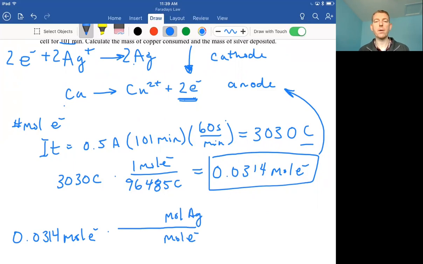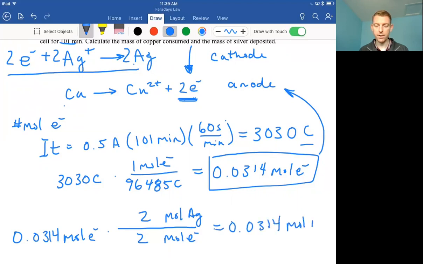And then we can look back at our balanced equations to say, well, how many moles of silver are we getting for every mole of electrons? So in the balanced equation for silver, 2 moles of electrons leaves us with 2 moles of silver. So that's really just 1 to 1. And we end up depositing 0.0314 moles of silver.